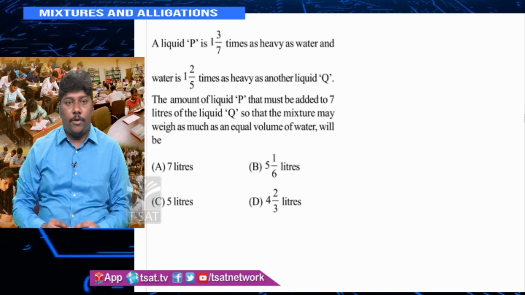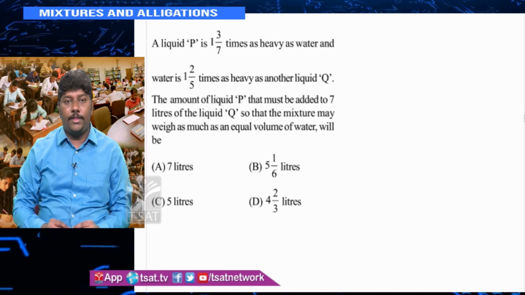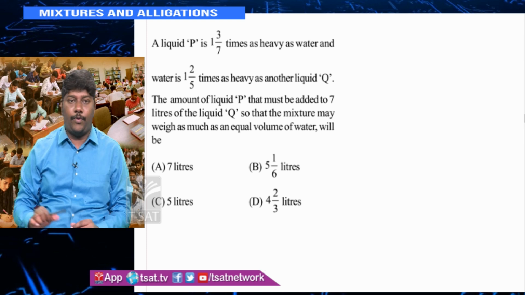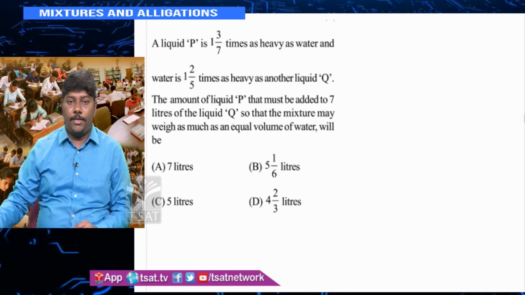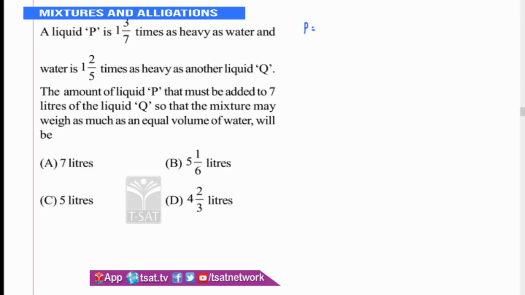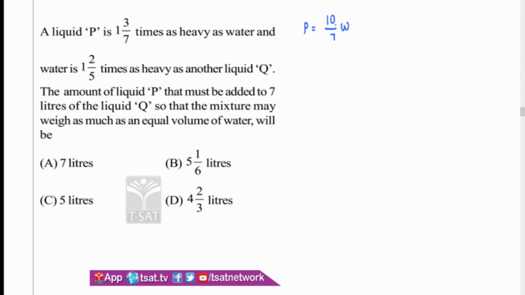Look at this question. The question says a liquid P is 1 3/7 times as heavy as water. So P is given as 1 3/7, which is 10/7 as heavy as water. And he says water is 1 2/5 times liquid Q. 1 2/5 is 7/5. Water is 7/5 times of liquid Q. Can I say liquid Q is equal to 5/7 times of water? So I would say 5/7 times of water.